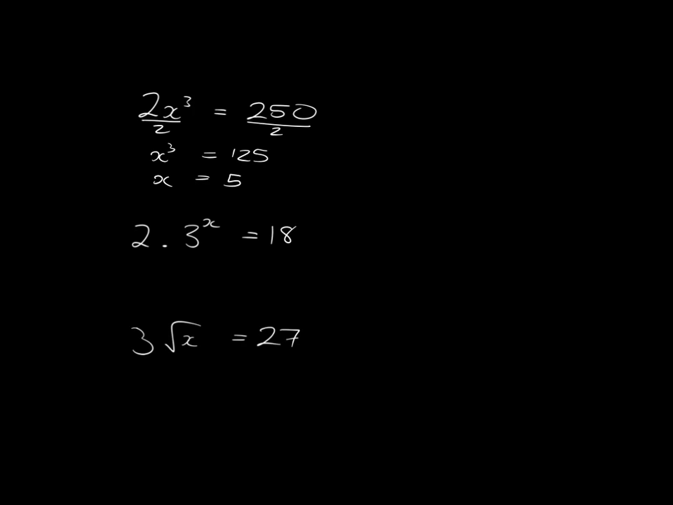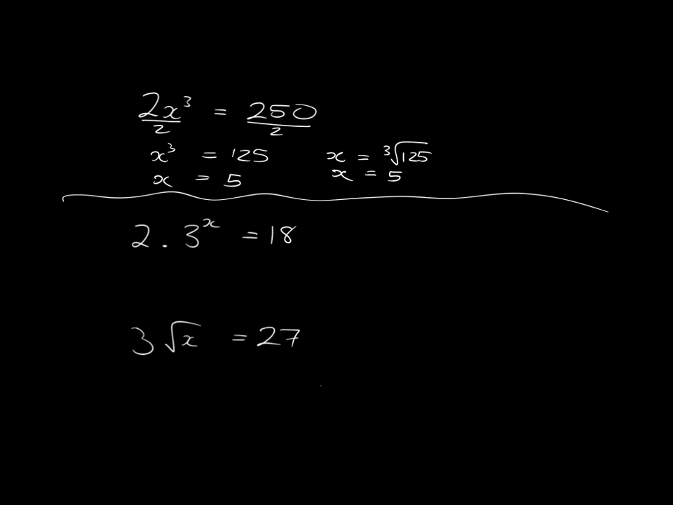If I couldn't immediately get there, I'd have to say, all right, if I want to go from x cubed to x, I've taken the cube root, so I must take the cube root of 125, and my calculator would tell me that that is 5.